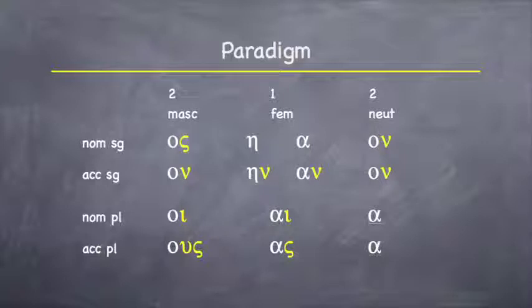Well, what could it be? If you look at the chart, if it's omicron sigma, it's nominative singular, which means it could be the subject. But if it's an alpha sigma, it's an accusative plural, and it could be the direct object. How do you know whether that word that ends in sigma is the subject or the direct object of the verb? It's the stem, isn't it?